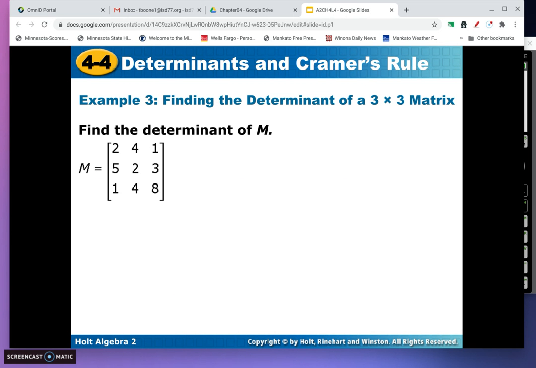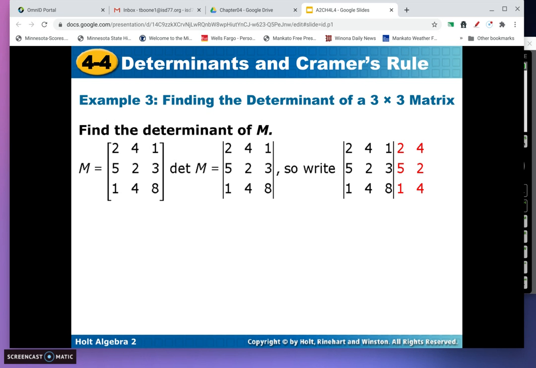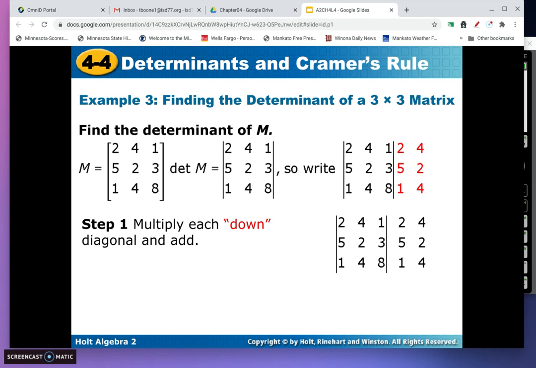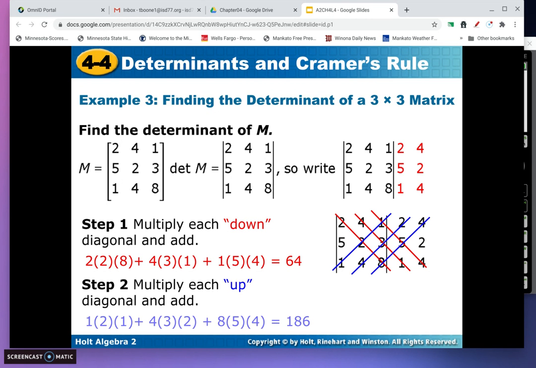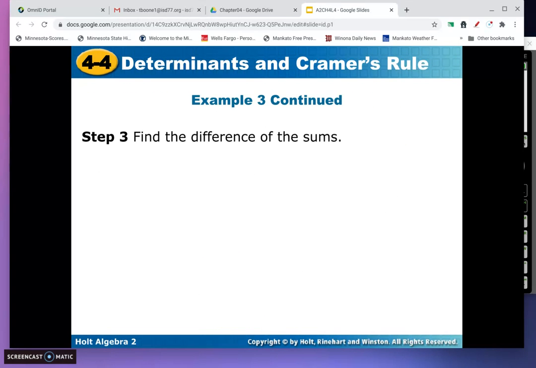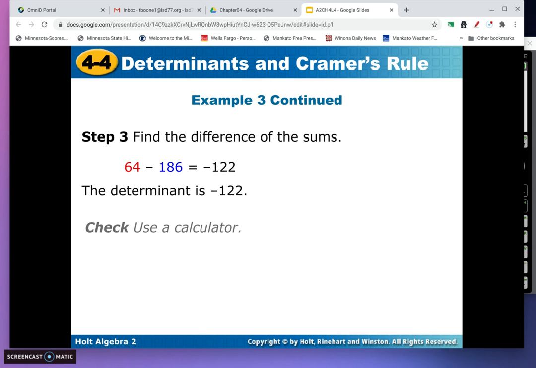All right, so if we were to find the determinant of this, we'd have to write those down. We'd have to do our little crisscross applesauce. Okay, get all those down, and then we'd have to multiply up. All right, so we've got those, and then what we'd have to do is take the 64 minus the 186. That would be the determinant. Okay, so there we go.